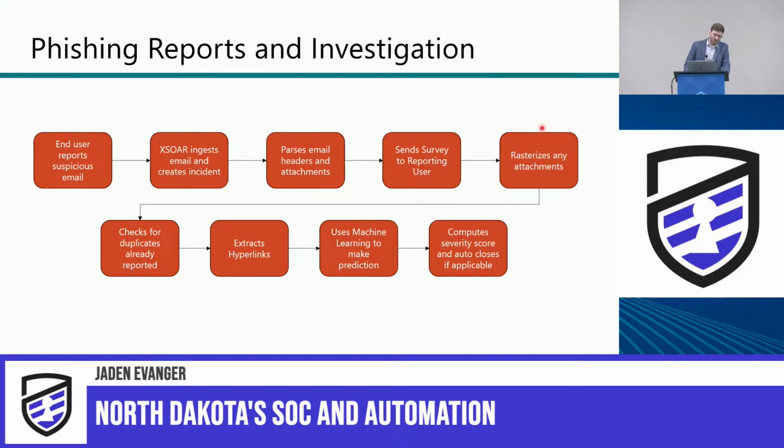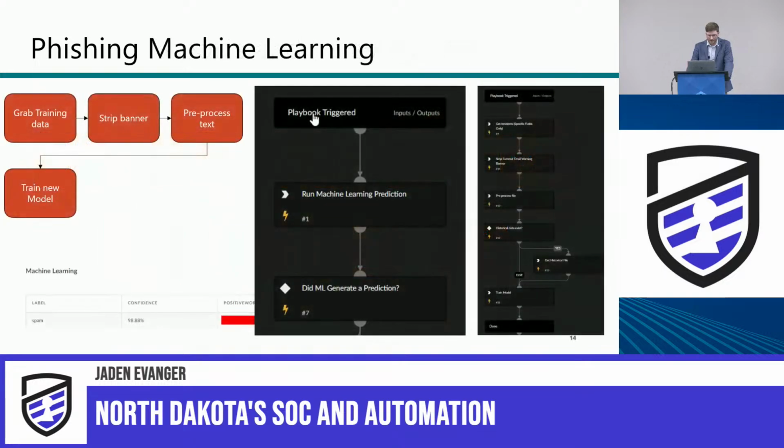And then we check for duplicates, if other users already reported it, like an actual phishing campaign going out to a bunch of users. We extract the hyperlinks that are in the email. And then we have kind of the cool part, the machine learning, some of the AI coolness that we have to make some predictions on what that email might be, if it's spam, malicious, or legit. Then we do kind of a severity score matrix, and we auto-close if we meet the right criteria.